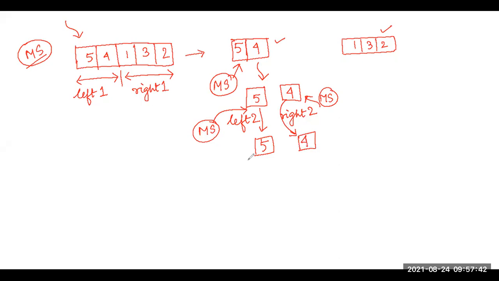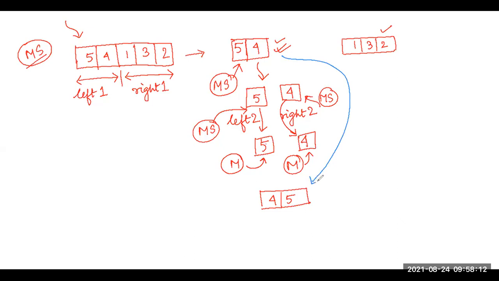Now, after this, I will call the merge algorithm for this and this. In my merge algorithm, we have studied that when there are two sub-arrays, it will compare and store first the lower value, then the upper value, right? So from this section, the output which I will get is a sorted output, 4, 5. Similarly, here I will again call the merge sort algorithm.